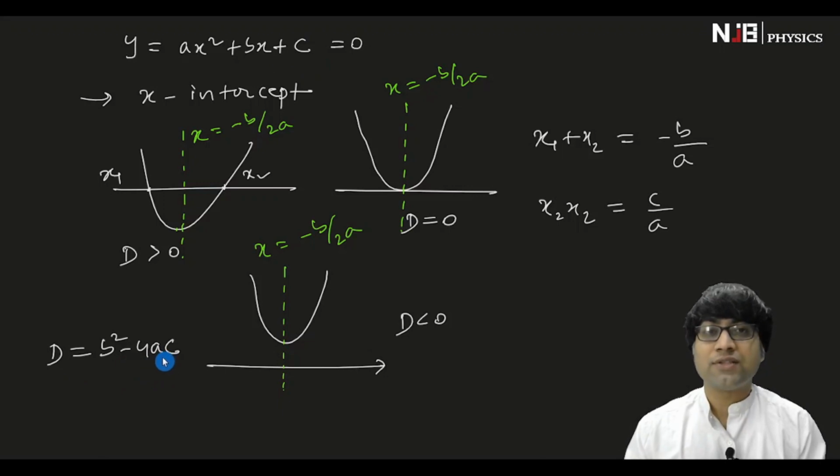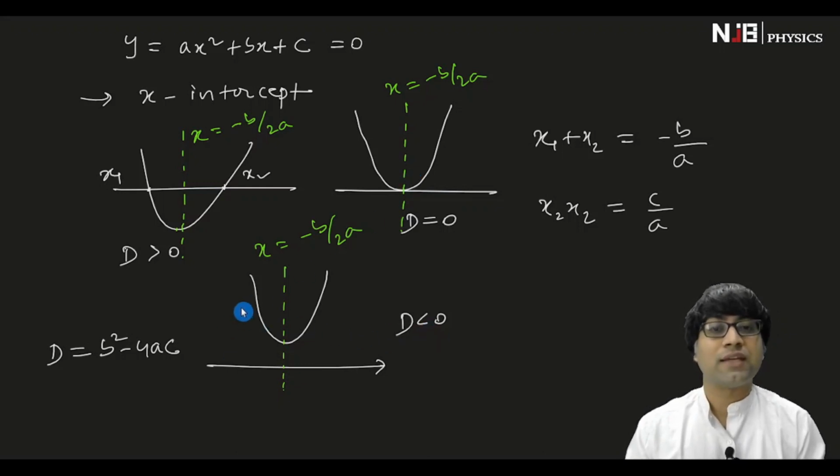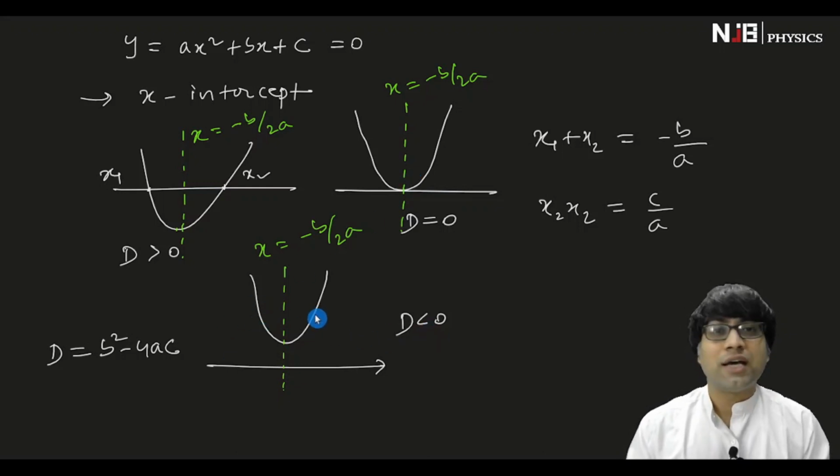If it is greater than 0, then it is going to be the first case. The graph is going to cut the x-axis at two places. And if it is equal to 0, then the graph is going to touch the x-axis. And if it is less than 0, if it is negative, then in that case, the graph is not going to touch or cut the x-axis at all.